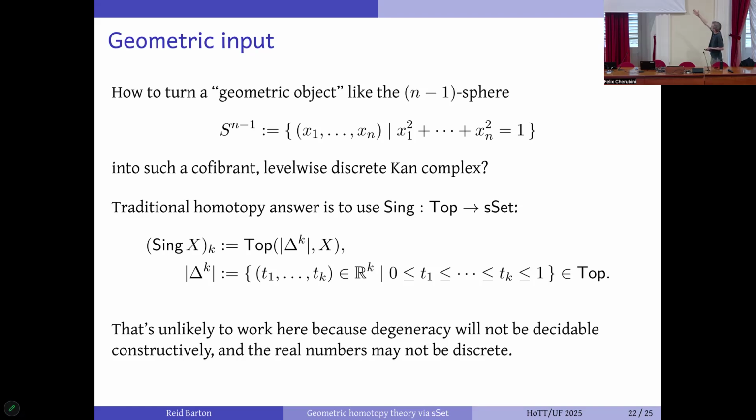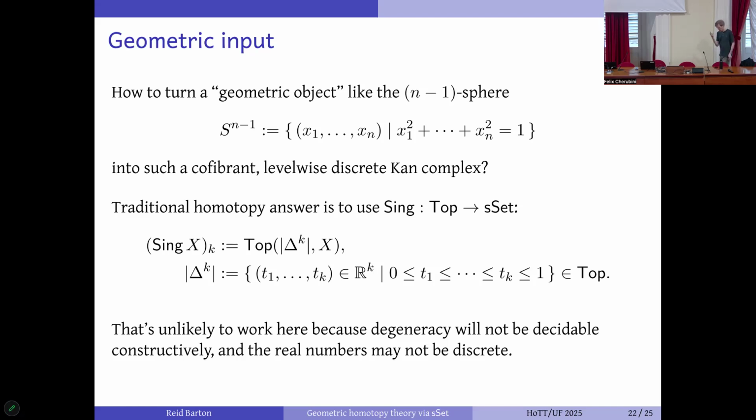It takes in a topological space and it builds a simplicial set. And the k-simplices of the simplicial set Sing of X are just all the continuous maps from the topological k-simplex, which is this subset of R^k, into X. And they assemble into a simplicial set. But that's probably not a very good construction in our setting because I need to produce cofibrant things in order to take their shape, and it's very unlikely that I can decide degeneracy in this simplicial set Sing of X.